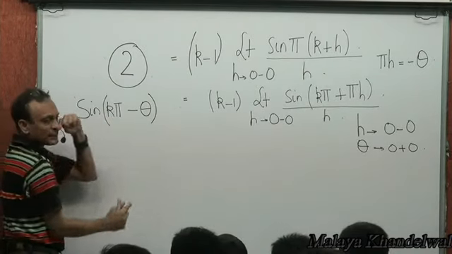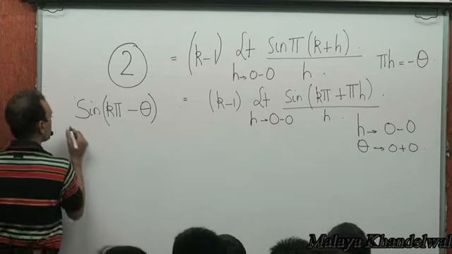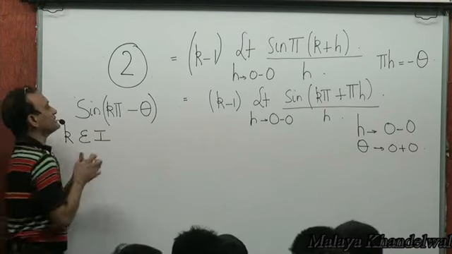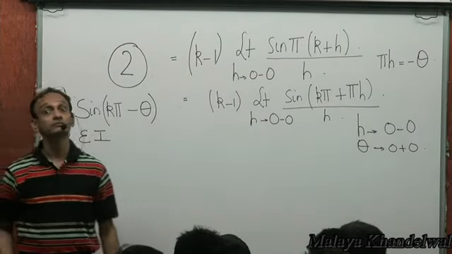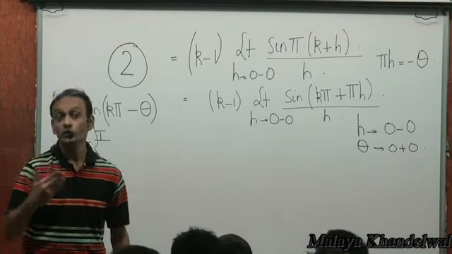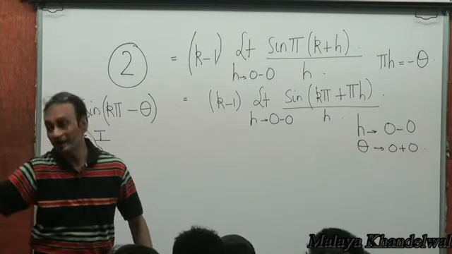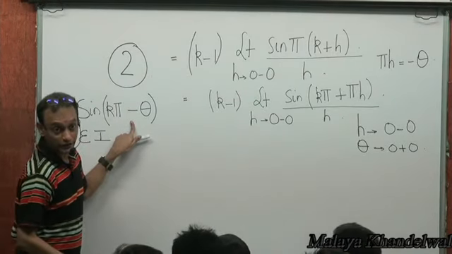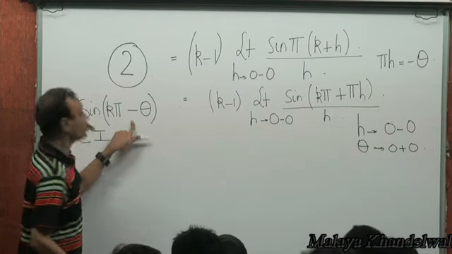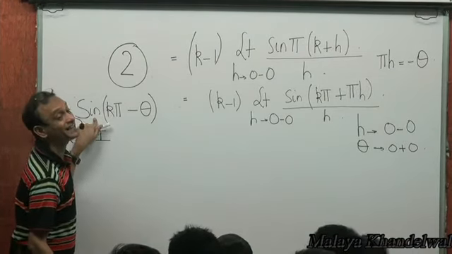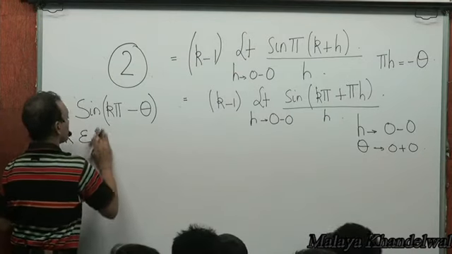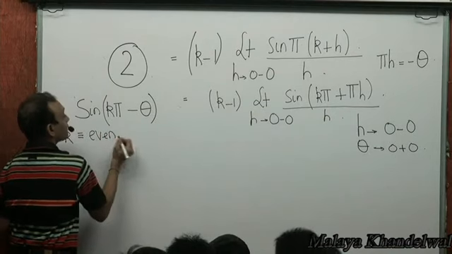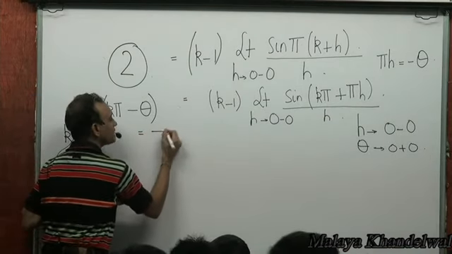Two possibilities. K is even, K is odd. Right? When K is even, say for example, sine 2 pi minus theta is minus sine theta. Sine 4 pi minus theta is minus sine theta. Yes or no? It will always be a case for the fourth quadrant. When K is even, this will belong to the fourth quadrant, and in the fourth quadrant sine is negative. So when K is an even number, this then becomes minus sine theta.